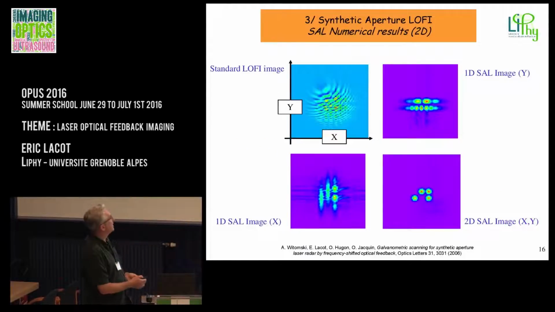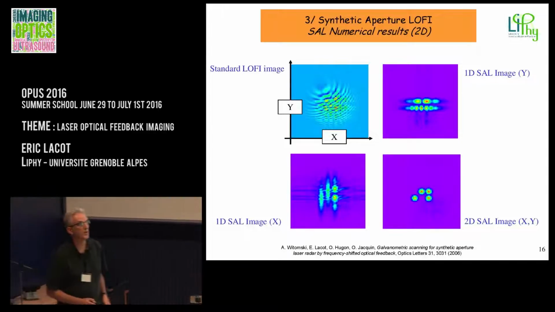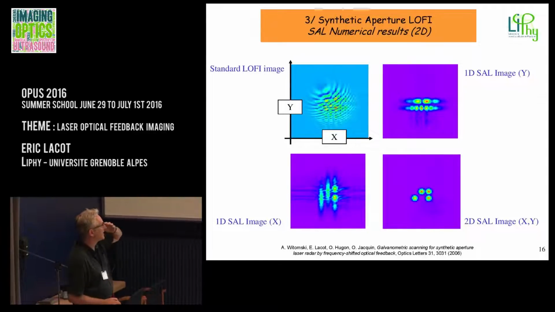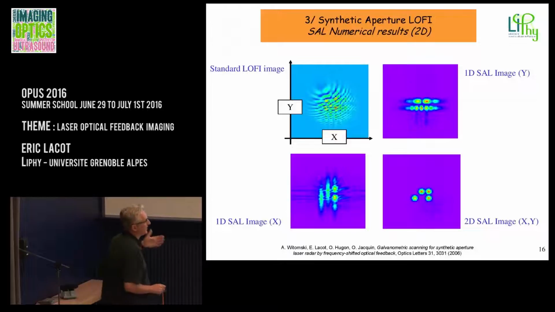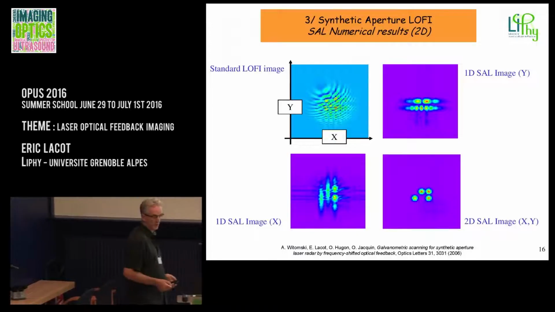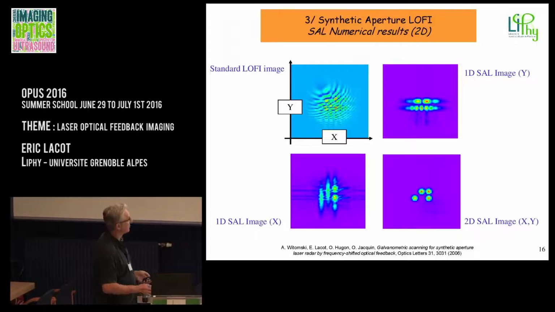So the first example here is a numerical simulation. The target under investigation is composed of 4 individual reflectors, and the distance between the reflectors, of course, is smaller than the size of the defocused laser beam. And in the conventional low-field image, of course, due to the fact that the beam is completely defocused, it is impossible to see anything. And after applying a 2D synthetic aperture process, we are able to obtain a 2D synthetic aperture image, which is shown here, where the 4 individual reflectors are clearly resolved.